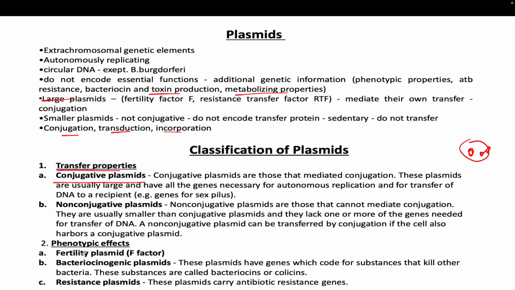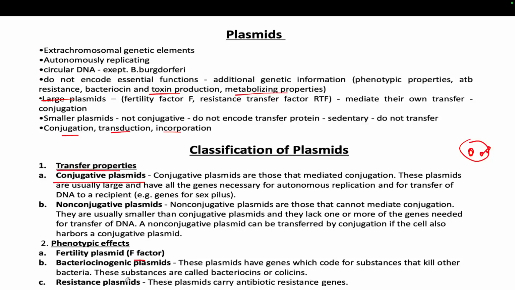Then the second one is the phenotypic effect. Based on the phenotypic effect, there are three types of plasmid. One is the fertility plasmid, which can transfer genetic information from one cell to another cell. That is called the F factor. Another one is the bacteriocinogenic plasmid. This plasmid has genes which encode substances that kill other bacteria. These substances are called bacteriocins or colicins.